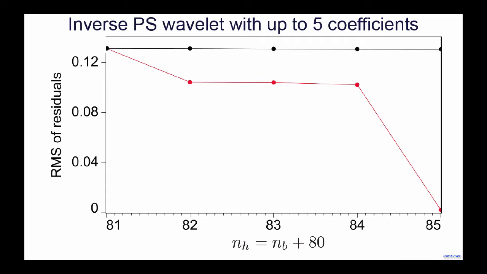And you notice that compared to the shaping filter, with each addition of a coefficient to the inverse PS wavelet B, we can significantly drop the RMS of the residuals compared to adding a coefficient to the shaping filter. So now let's take a closer look at the case where the inverse PS wavelet has 5 coefficients. And let's look at the RMS of the residuals with iterations.